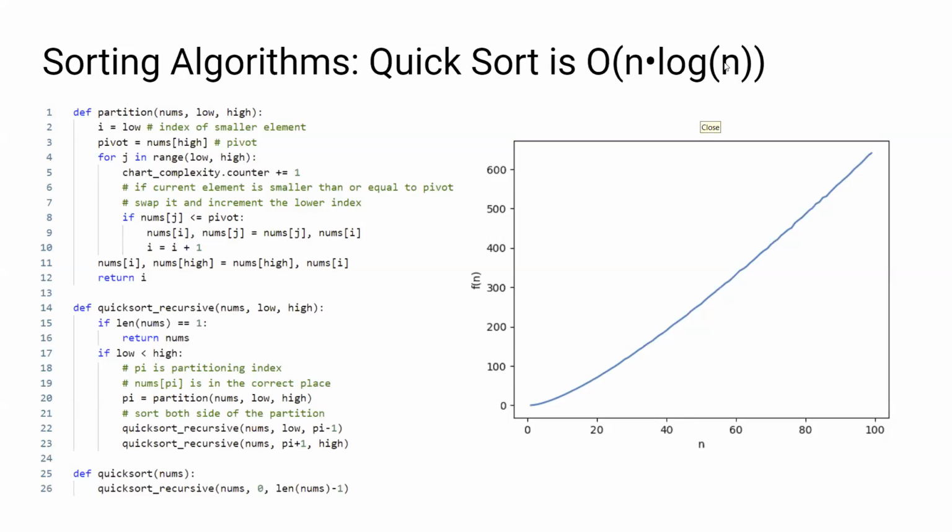Someone asked, is the quicksort algorithm a map reduce function? No, I think those are pretty different things.